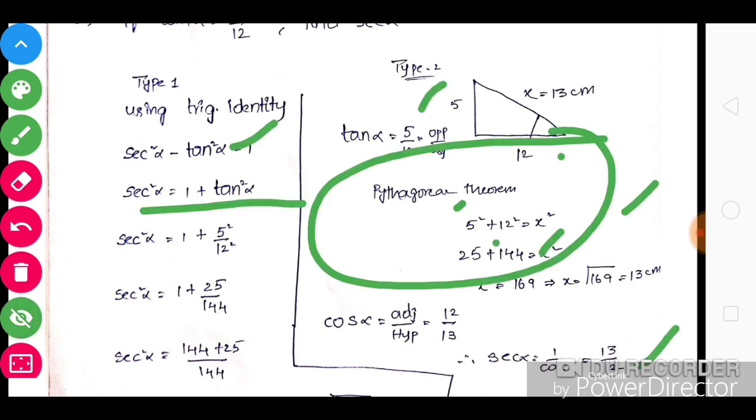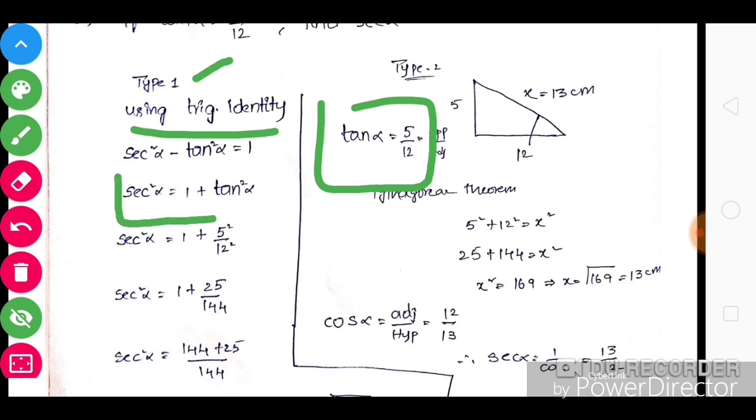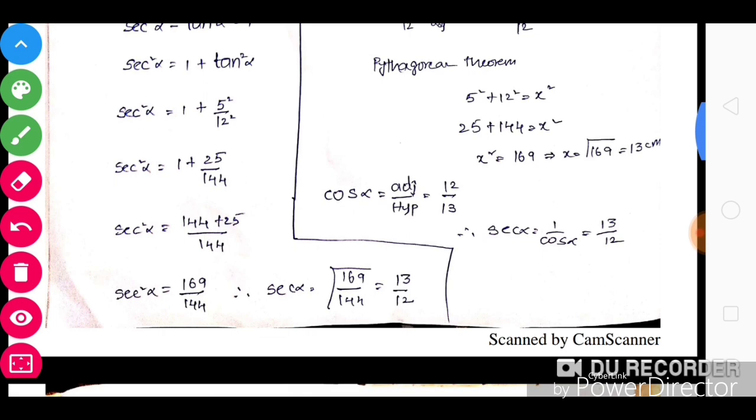So secant alpha will be 13 by 12. That's it. Now coming to the type 1 method, using the trigonometric identity. Already tan alpha is 5 by 12, they gave. So you have one formula, secant square alpha minus tan square alpha is equal to 1. Secant square alpha is equal to 1 plus tan square alpha, which is 1 plus 5 square by 12 square. 1 plus 25 by 144, that is 169 by 144. If you take the root, you will get root of 169 by 144, that is root of 13 square by 12 square. So secant alpha is equal to 13 by 12.